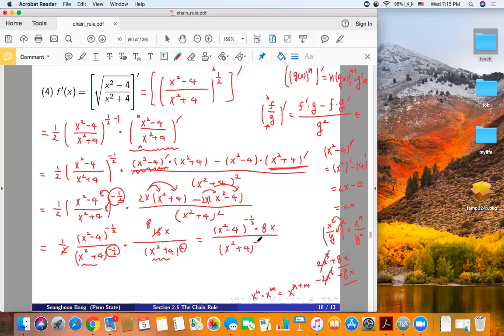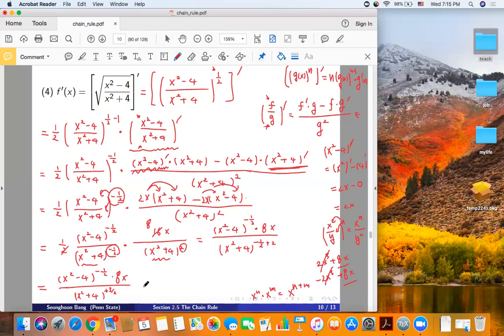You have to add it. Minus 1/2 plus 2. This is the same as (x squared minus 4) to the power minus 1/2 times 8x over (x squared plus 4) to the power minus 1/2 plus 1, which is positive 3 over 2. Is that right?